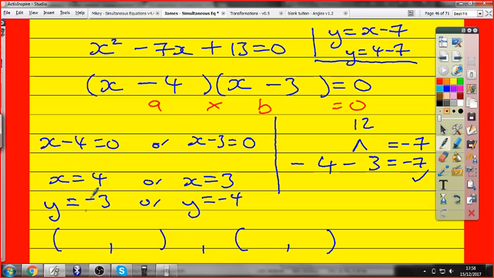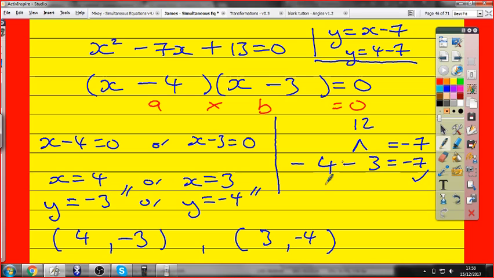Oh, 4 and then minus 3. Yeah. And then 3, minus 4. Well done. And so I'm just trying to make sense of the answer. It's not just a weird random thing. If they asked you what are the coordinates of where they cross over, the coordinates would be (4, -3) and (3, -4). Basically, the y equals minus 3 answer matches with the x equals 4 answer, and the y equals minus 4 answer matches with the x equals 3 answer.